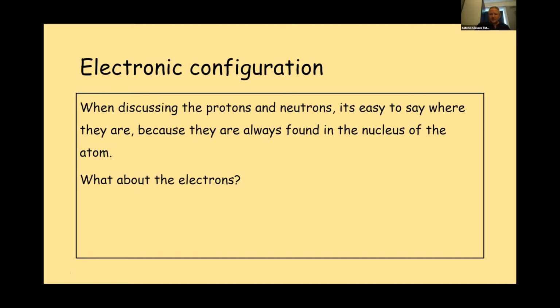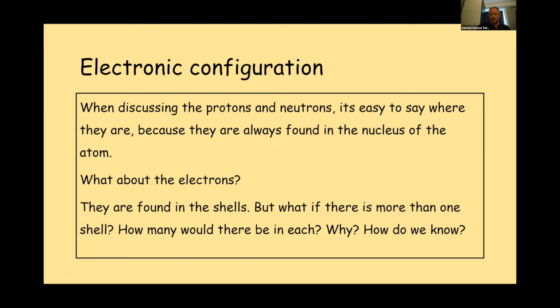But the electrons, they can have different locations based on how many of them there are around the atom. And we can address this, we can give them a kind of address system, a bit like we have addresses for our houses. And we call this addressing system the electronic configuration. The electrons are found in shells. What if there's more than one shell? How many would there be in each? Why? How do we know?